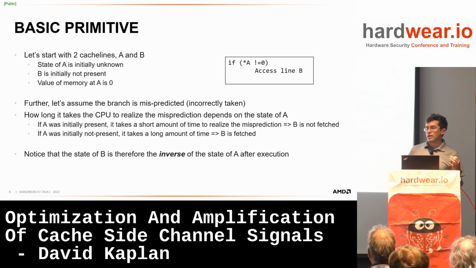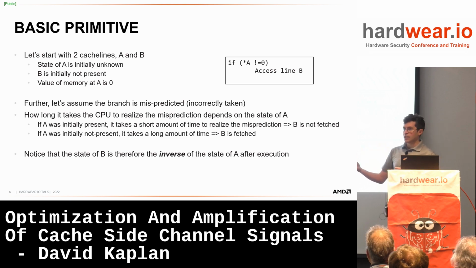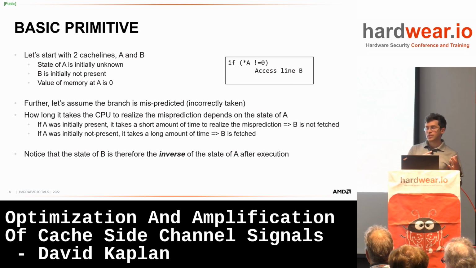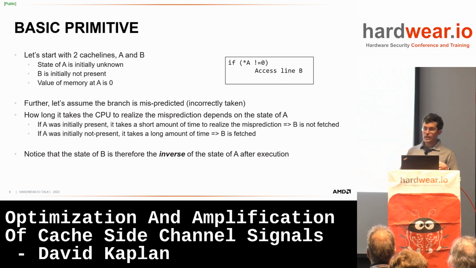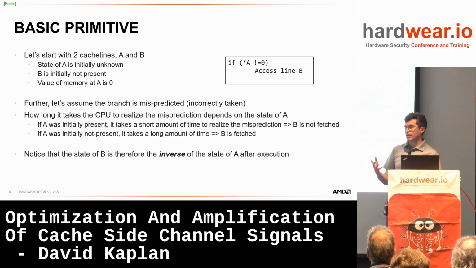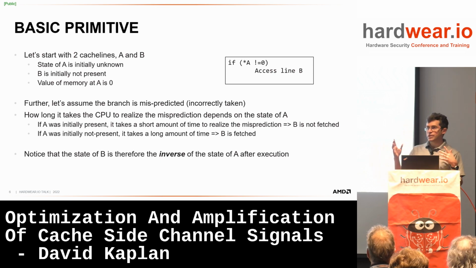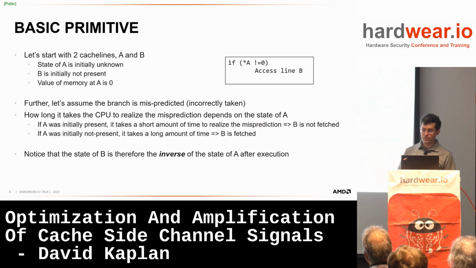The key insight behind this work is that the amount of time it takes the CPU to correct itself when it mispredicted the branch depends on how long it took to access cache line A. If it took a short amount of time, because the line was present, then it is not going to have time to fetch cache line B. If initially the cache line was not present, speculation goes on for a long time, and we do fetch cache line B. The result is that the state of cache line B is set to the inverse of the state of cache line A, even though we didn't actually have to do a timing measurement on cache line A. So that's the basic thing, and we're going to go from there.